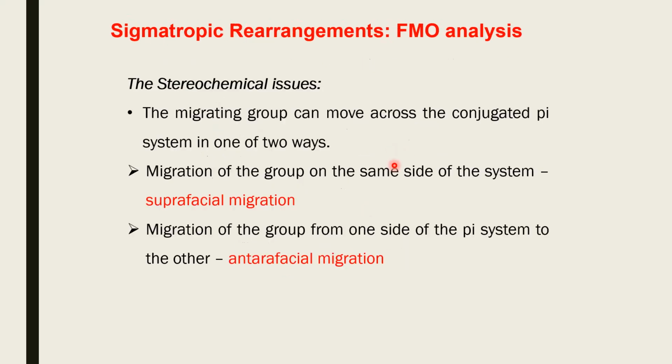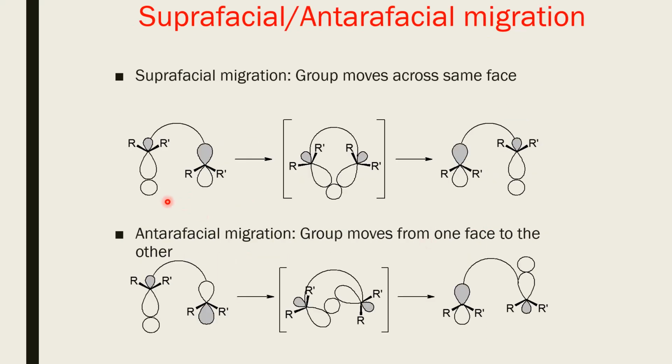We can predict the stereochemical outcome of a sigmatropic rearrangement by making use of our frontier molecular orbital approach. The migrating group can move across the conjugated pi system in either of two ways: either on the same side of the system, which is known as a suprafacial migration, or from opposite sides, from one side of the pi system to the other, which is the antarafacial migration, as is exemplified here.